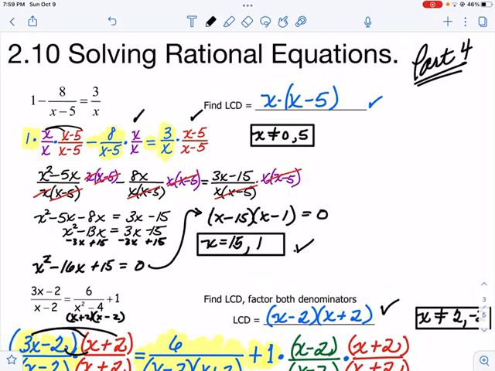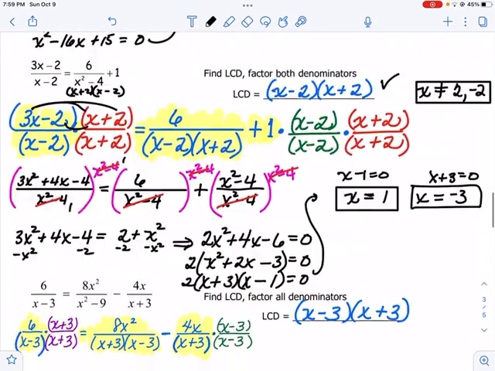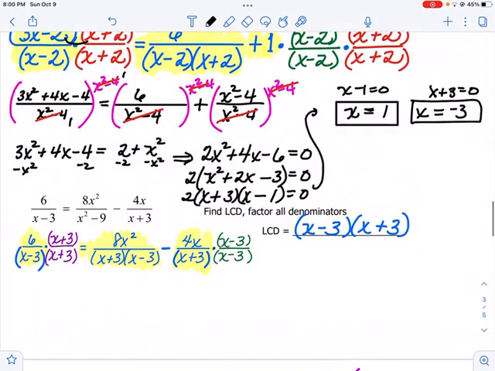Okay, we're on part 4 of 210, solving rational equations. This is a repeat lesson in case you need a little to listen to kind of solidify the whole lesson.